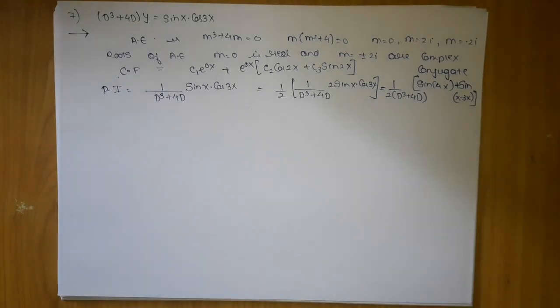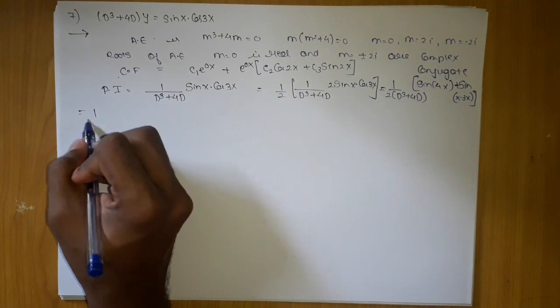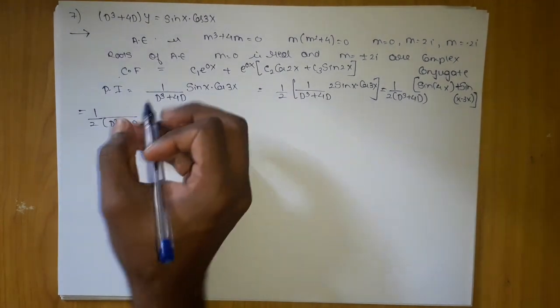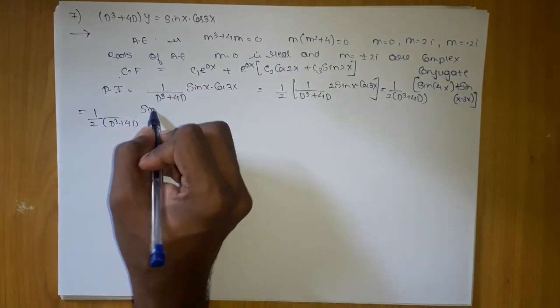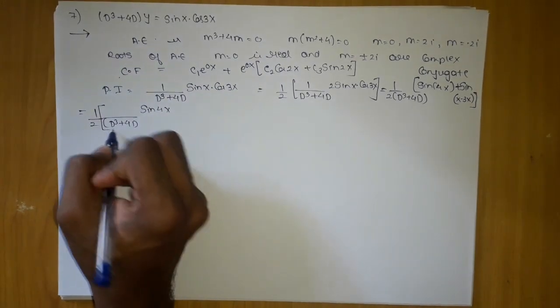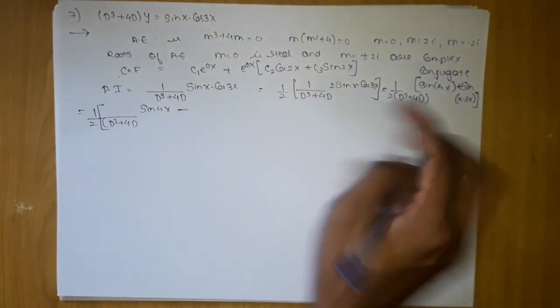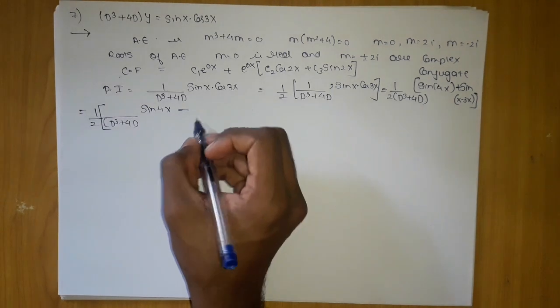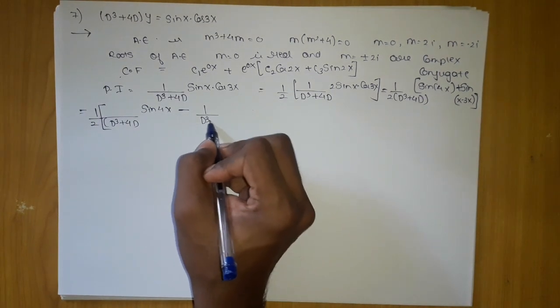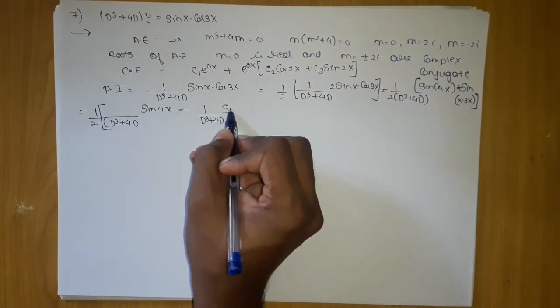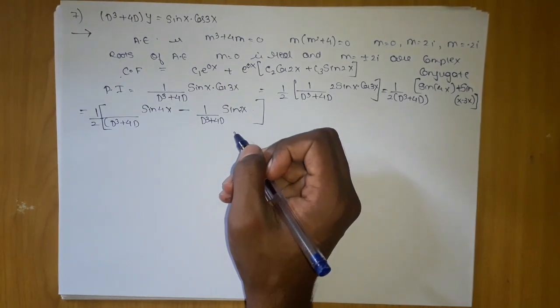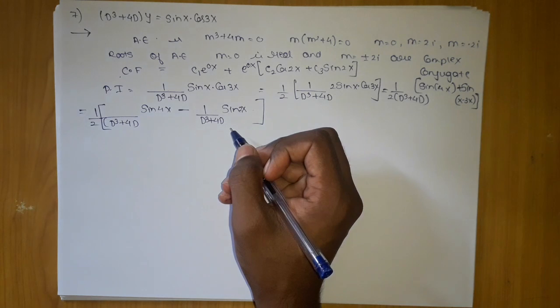After this, our final answer will be 1 by 2 d cube plus 4d into sin 4x once, and minus, this will be what, x minus 3x is minus 2x, and sin minus x is minus sin x. So minus will move outside, and 1 by d cube plus 4d into sin 2x will be our required thing. After this, what we are going to do, we are going to solve this.